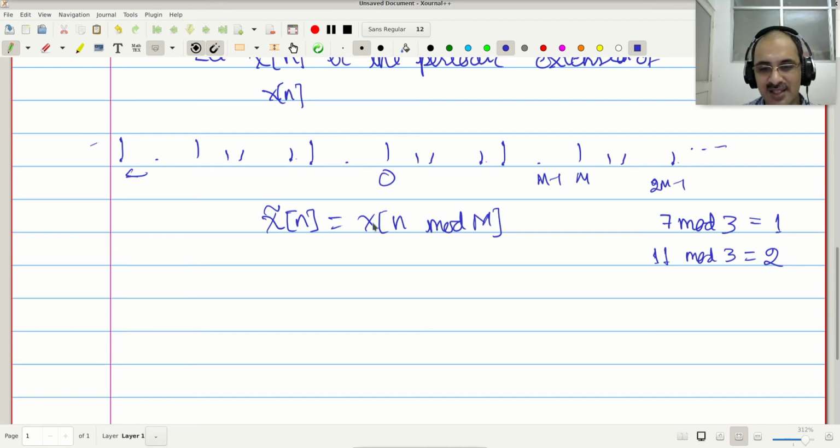Now you can naturally see that the moment I substitute capital M modulo m is 0, you get back x0. When you substitute m plus 1, you get back x1, and so on. So this is the so-called periodic extension.